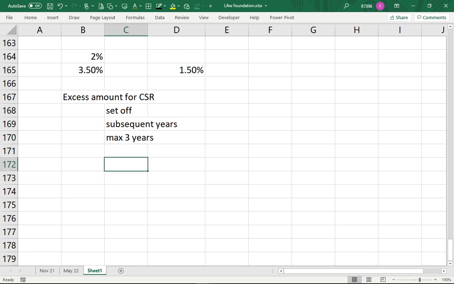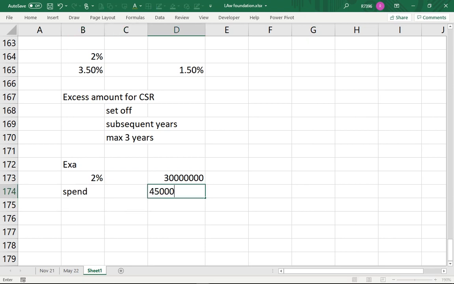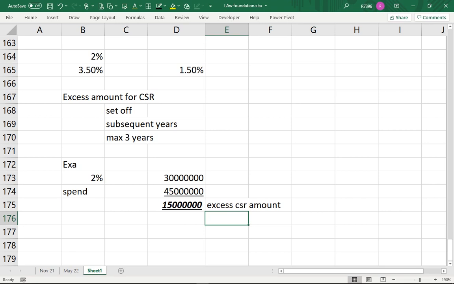What does it mean? Example. The actual amount as per the 2% in this year comes to, let's say, 3 crores. But the actual spent amount here is 4 crores 50 lakhs. So what is the total amount you have spent in addition? That is 1 crore 50 lakhs rupees. That is the additional amount you paid, which was not actually necessary. So this amount is known as the excess CSR amount, and this can be set off within the upcoming 3 years.